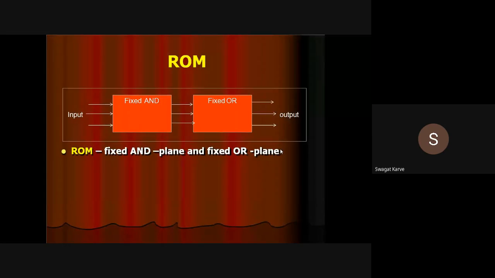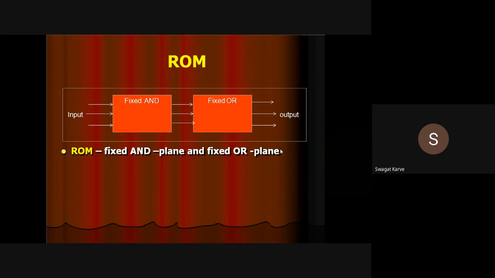Okay, now ROM, this is the fourth type, ROM. Okay, see, PROM means programmable ROM, but in ROM you have a fixed AND array and a fixed OR array. ROM मध्ये काय असतं, दोन्ही पण फिक्स्ड असतात.